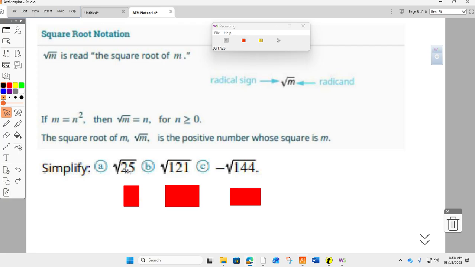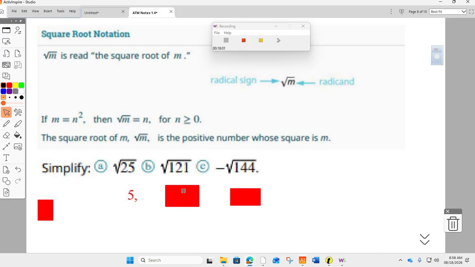What number do we multiply by itself to get 25, Ethan? What's the square root of 25? Yes. And we do know that -5 times -5 also equals positive 25. But unless they ask for both roots, we give them just the positive.